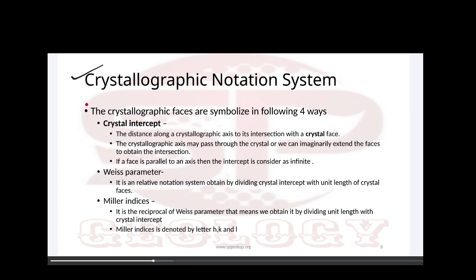The crystallographic faces are intersected by the crystallographic axes. So the intersection of a crystallographic axis with the face is called your crystal intercept.